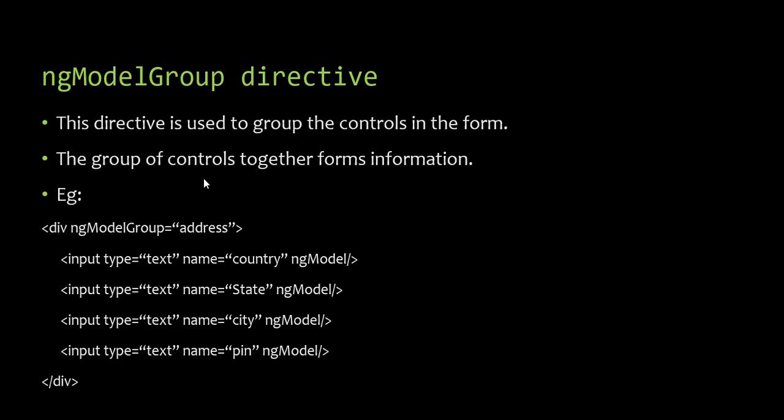Then comes the ngModelGroup directive. This directive is used to group the controls in the form. The group of controls together forms the information, just like this particular div has the address and contains the combination of fields like input type text 4 times. This group contains the 4 fields and combined together to be called as address by including the information country, state, city and pin. Let us see how we can achieve all these directives and ngForm to bind the data in template-driven form application.